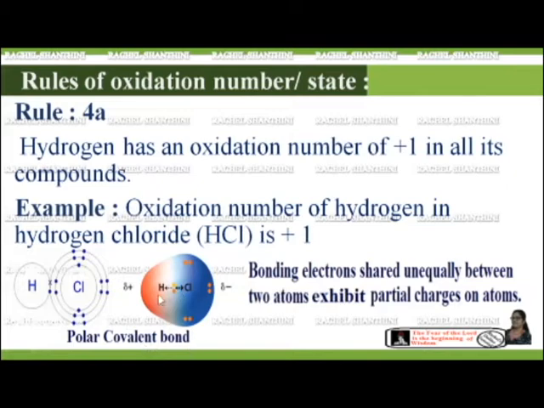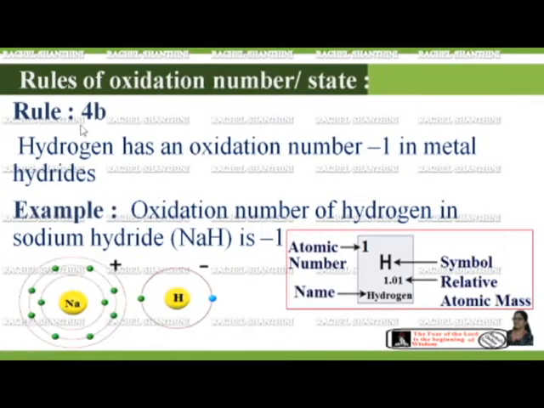Since hydrogen contributes 1 electron, the oxidation number of hydrogen in hydrogen chloride is +1. Rule 4b, hydrogen has an oxidation number of -1 in metal hydrides. This is an exceptional case. Usually metals are electropositive.